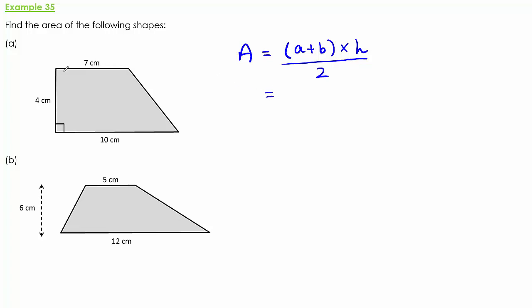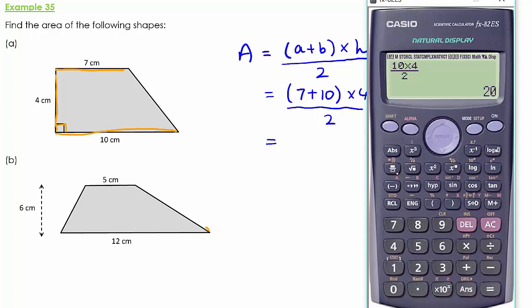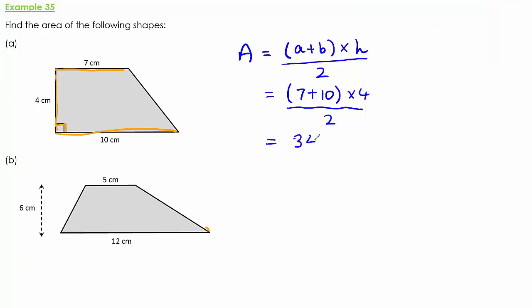So here my parallel sides are the 7 and the 10. So that's going to be 7 plus 10. The distance between the parallel sides, which we can tell because of the right angle here, is the 4. And then divide that by 2. You can use your calculator to make the calculation look exactly like that. So, using a fraction template, open a bracket and do 7 add 10, close the bracket, multiply by 4, and then divide by 2. That gives us 34. And all the lengths were centimeters, so that's square centimeters.